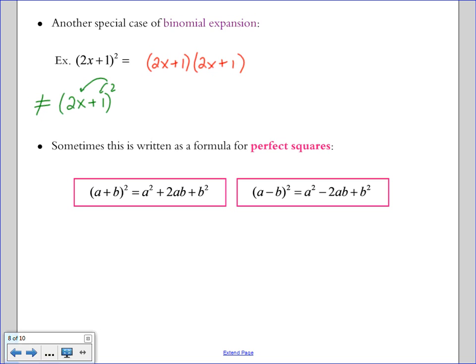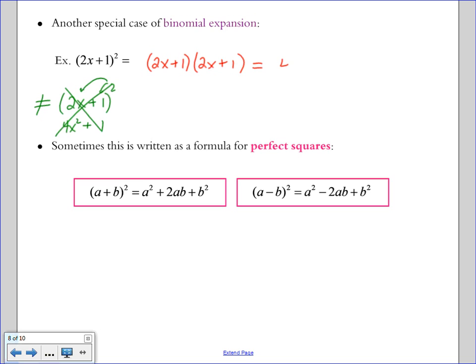That does not work. So you're not allowed to just say, oh, well, 2x times 2x, that gives me 4x squared, and 1 times 1 gives me 1. So this is not okay. It's a very common mistake to do that. We don't want to do that. What it means is to write it out twice and actually distribute.